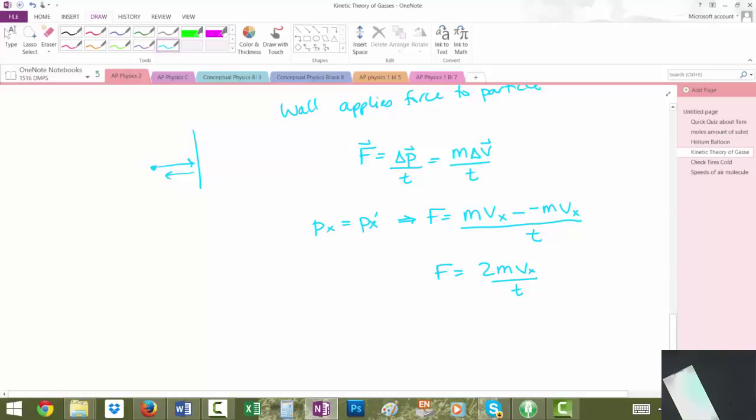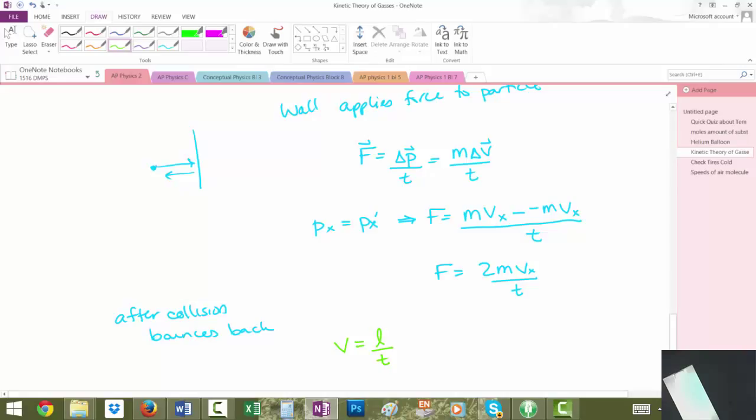So after the collision, it's going to bounce back the other way. It goes bouncy, bouncy, bouncy. Now, we can also talk about this in terms of time. And we can say that the velocity of that particle is equal to distance per time. Is that okay?